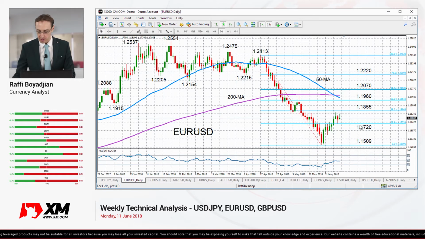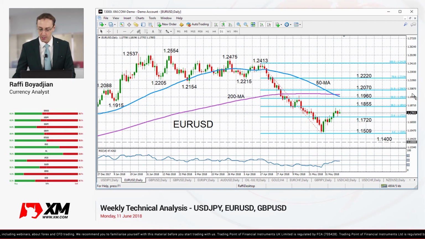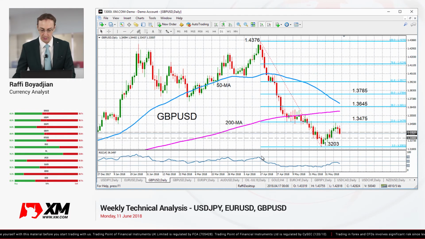To the downside, we're likely to see the immediate support coming from 1.1720. That's the 23.6% Fibonacci retracement. Below that, if prices do break that support, we would see that 10-month low 1.1509 coming back into view, and then a breach of that level would open the way towards the 1.14 handle as the next key support level.